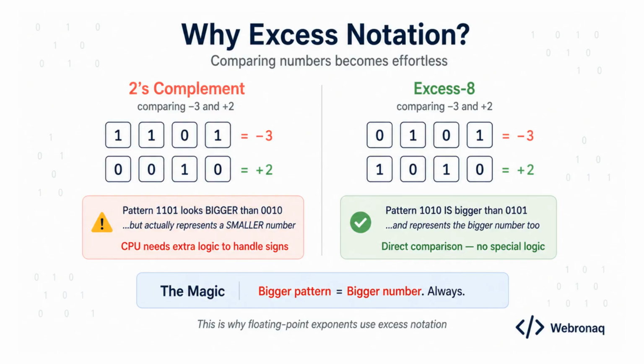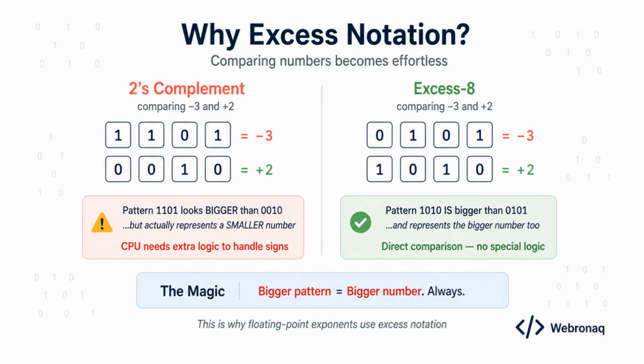It's a bit like sorting files in Windows Explorer by name. The system doesn't read each file name and interpret it. It just compares character codes directly. The ordering you see on screen comes from raw byte comparisons, because the encoding was designed so that bigger bytes mean later in the alphabet. Excess notation does the exact same thing for signed numbers.